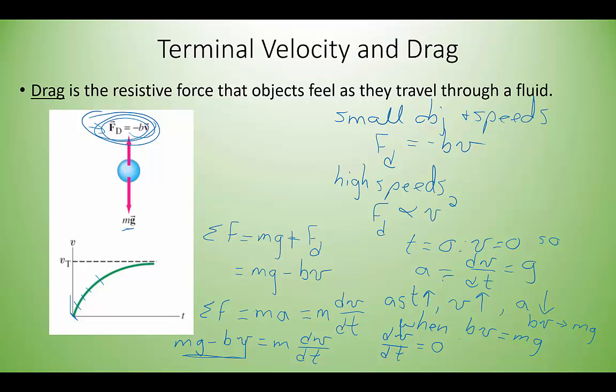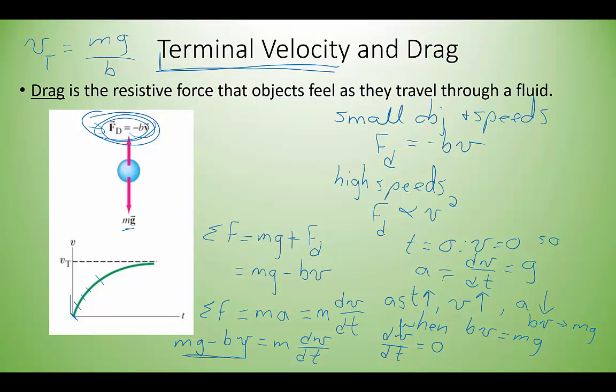And at this point, we have reached the speed called terminal velocity. So terminal velocity is when the object is going as fast as it can, and the drag force is equal to the weight of the object. bv is equal to mg. We can write an equation for terminal velocity by using the equation that we have down there on the bottom, and it turns out that our terminal velocity is simply mg over b.